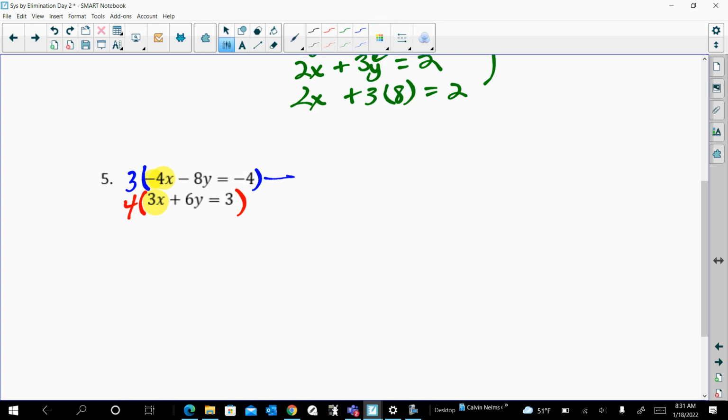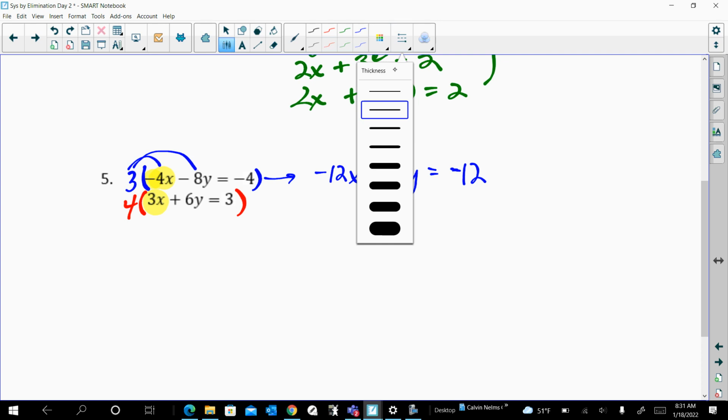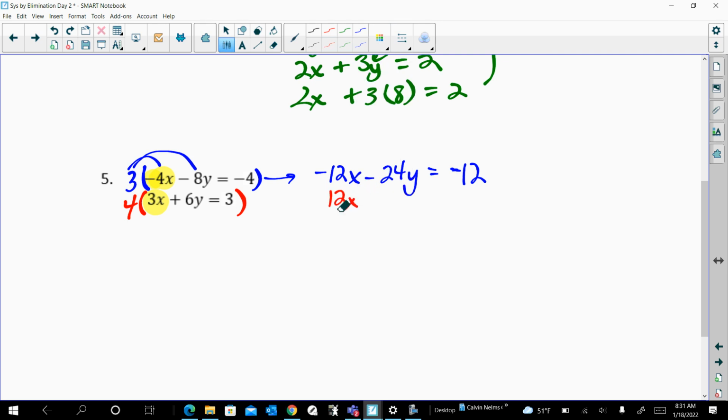Okay? So I'm just going to rewrite it. So -12x, then I have -24y equals -12. Sorry. Then my bottom equation, +12x, +24y equals positive 12. And then what happens here when we add them?